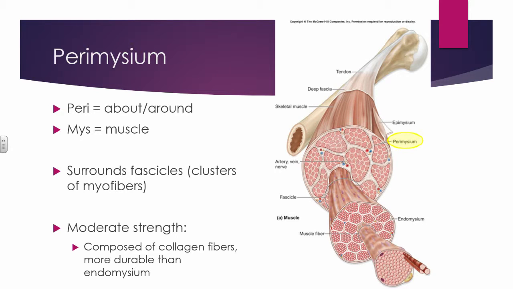So next we have our perimysium. It's highlighted right here. You can see it in the interstitial spaces between the different fascicles right in here, as well as surrounding the fascicle right in this area. Peri, of course, meaning about or around, as in the word perimeter, would be a good example of that. Mys, again, meaning muscle. So this is going to surround our fascicles or our clusters of myofibers. It's got moderate strength. It's composed of collagen fibers, so it's a little bit more durable than endomysium, and it is also vascular, just like our endomysium.